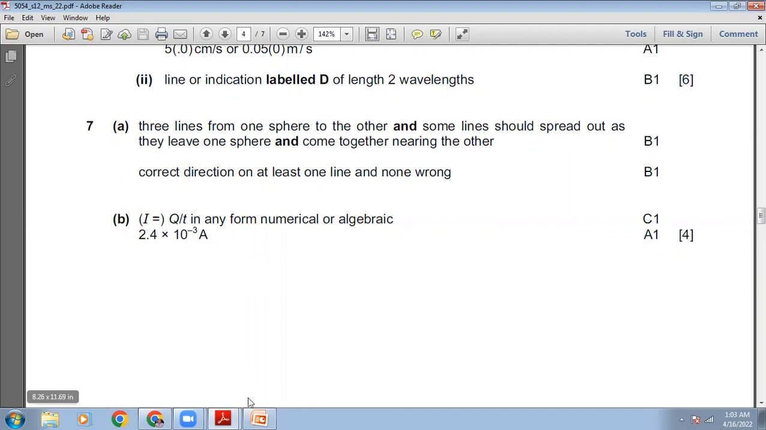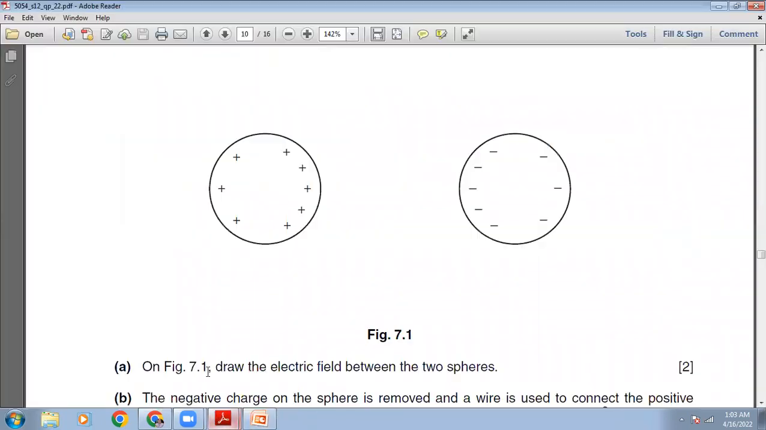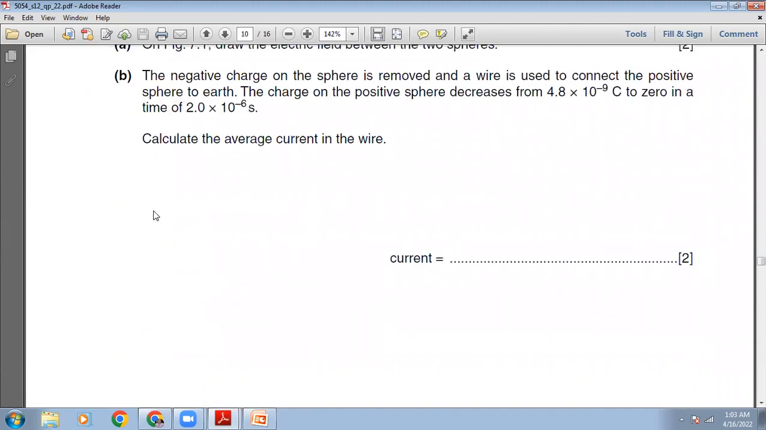Okay, so our answer is right. The negative charge on the sphere is removed by a wire and a wire is used to connect the positive sphere to Earth. The charge on the positive sphere decreases from 4.8 × 10^-9 coulomb to 0 in a time of 2 × 10^-6 seconds. Calculate the average current in the wire.